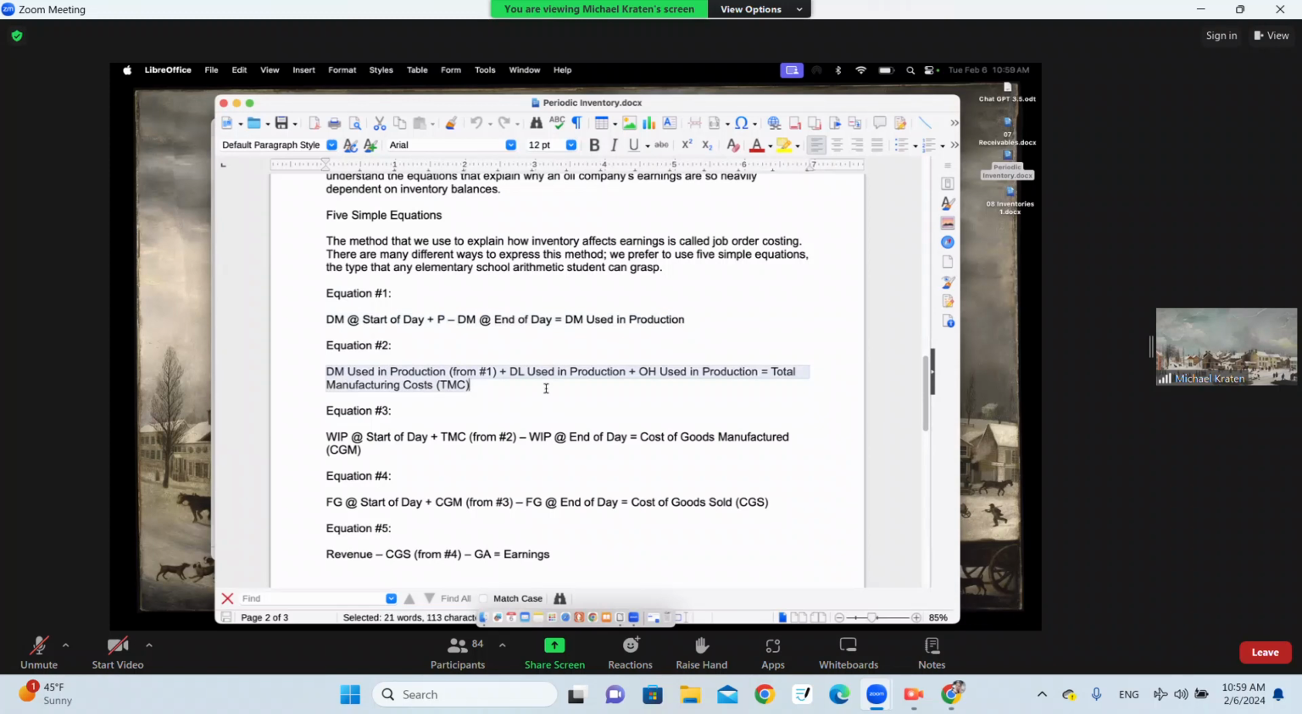Okay, next equation, equation two. It makes sense that of all the resources that you need to use to manufacture clay pots, you would start by saying, how much raw clay am I going to use today? I better have a handle on that. If I'm trying to make clay pots and I run out of clay, obviously I'm out of business.